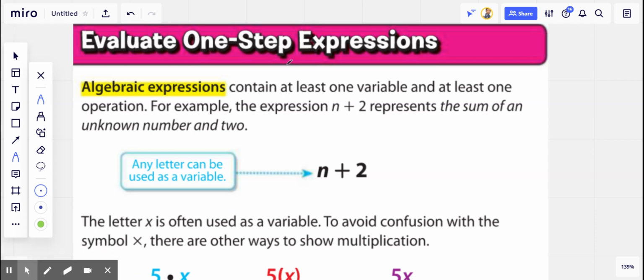It says evaluate one-step expressions. An algebraic expression contains at least one variable and at least one operation. For example, the expression n plus 2 represents the sum of an unknown number and 2. So there's n, which represents an unknown number, and then we have 2. The letter x is often used as a variable. To avoid confusion with the multiplication symbol, there are other ways to show multiplication.